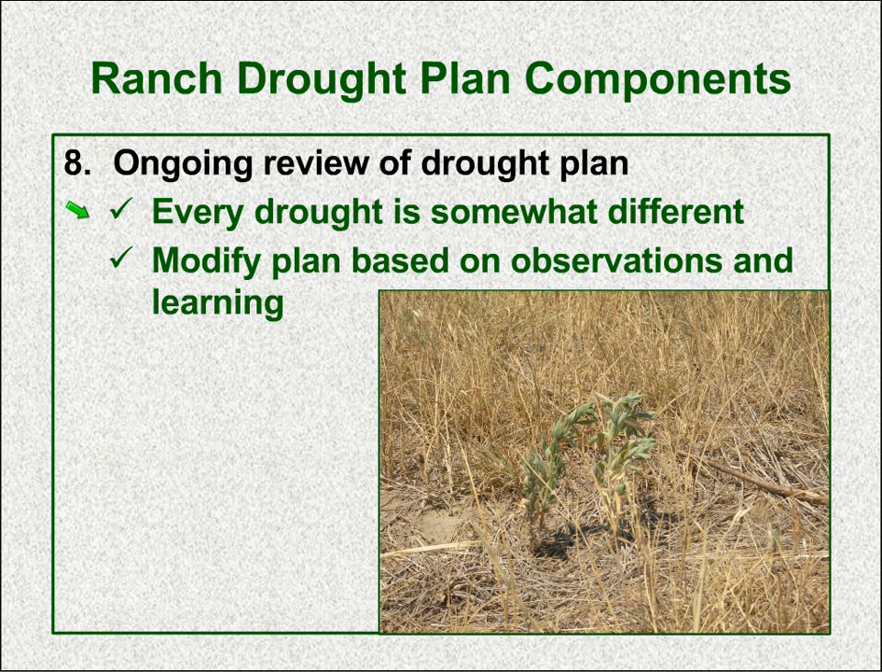So each year, especially each year that you do go through a drought, keeping good records and observations can certainly help you modify that plan, and like I say, really it's a continual learning process.